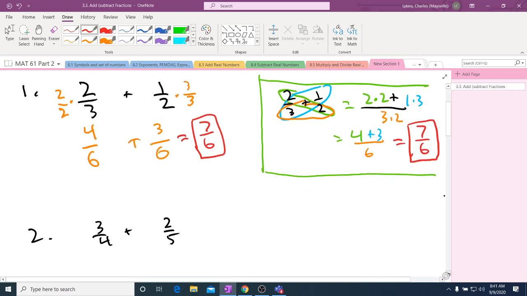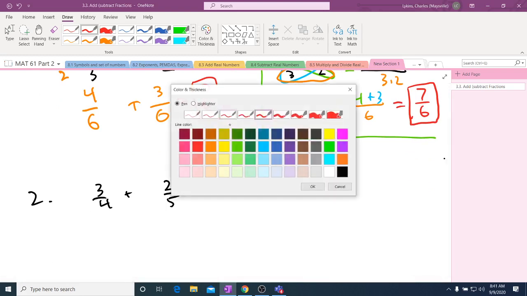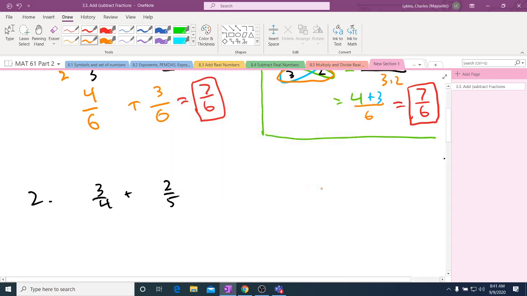Okay? Next fraction. It's 3/4 plus 2/5. So I look at 4 and 5 and I'm thinking, okay, I need a 20. So how do I get a 20 from 4? 4 times what is 20? Well, it's 5. A lot of times you can see if you can multiply both denominators to get that number. And that always works. It may not be the simplest common denominator, but at least it is a common denominator.